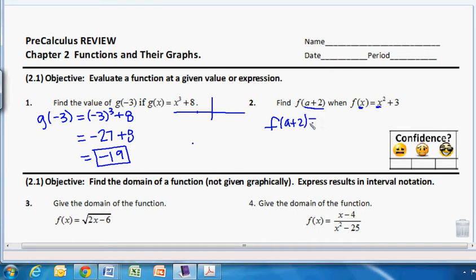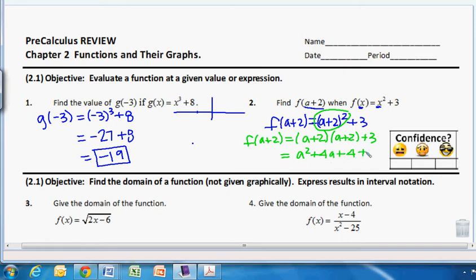will give me a plus 2 squared plus 3. And just make sure that you're seeing we do need to FOIL this. It's not just a squared plus 4. We need to FOIL that out. So f of a plus 2 is going to be a plus 2 times a plus 2 plus 3, which will be a squared plus 4a plus 4 plus 3.